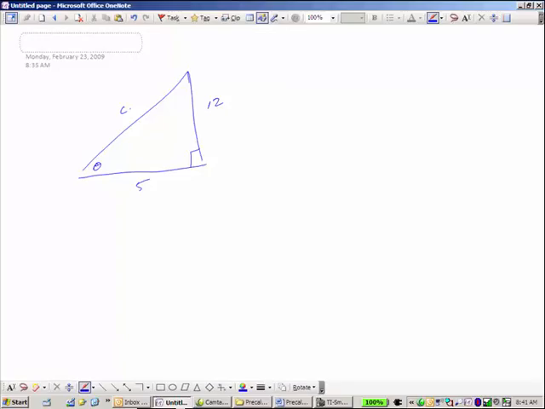Go ahead, Monty. If you want to find C, you use the Pythagorean theorem. You got it. 5 squared plus 12 squared equals C squared. 25 and 144, 169 equals C squared, so C equals 13. Okay. Monty Collins, want to tell me theta?